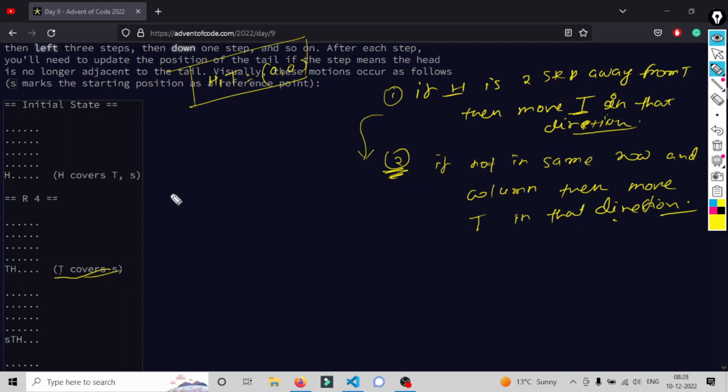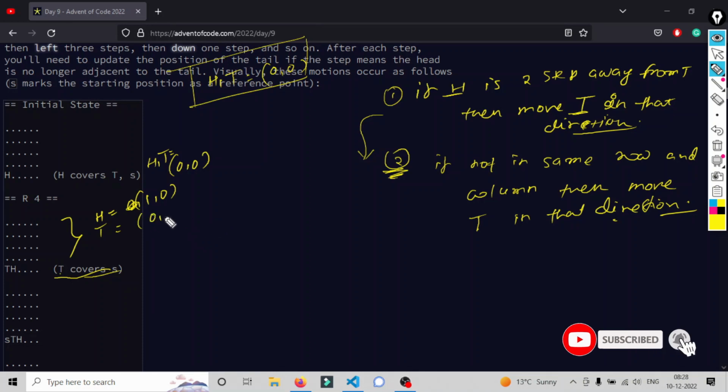Okay, so initially let me just write it down in the form of coordinates. So initially it was 0, 0 for head, tail. For both it was 0, 0. After this one, head becomes 1, 0. Tail is still 0, 0, because the difference is still not more than 1. So tail position is 0, 0.